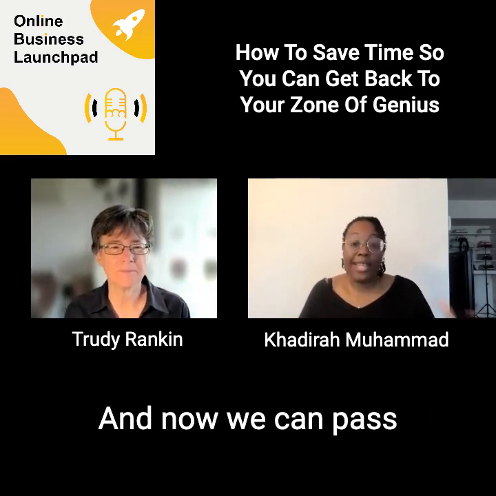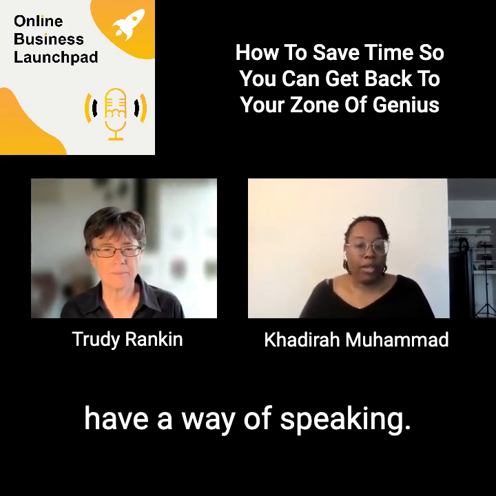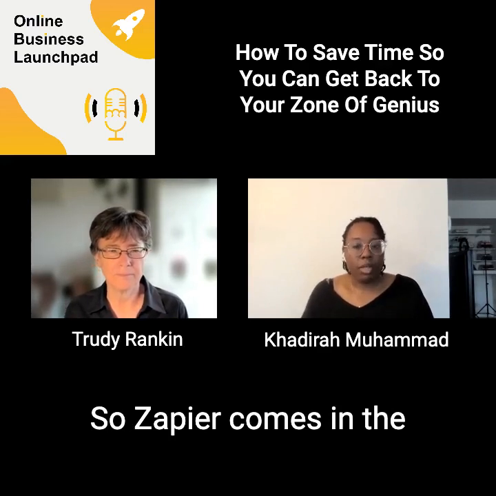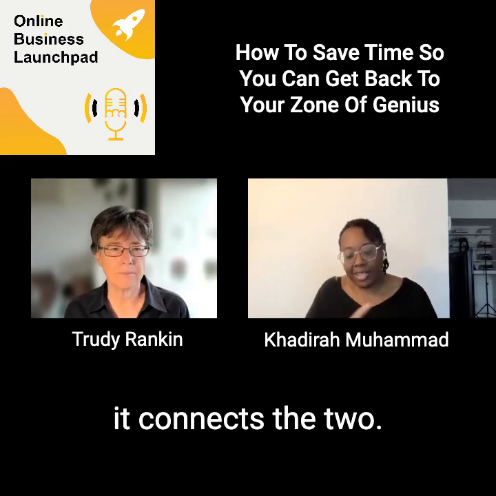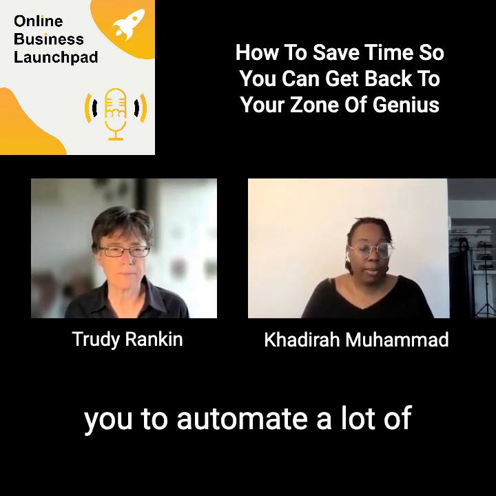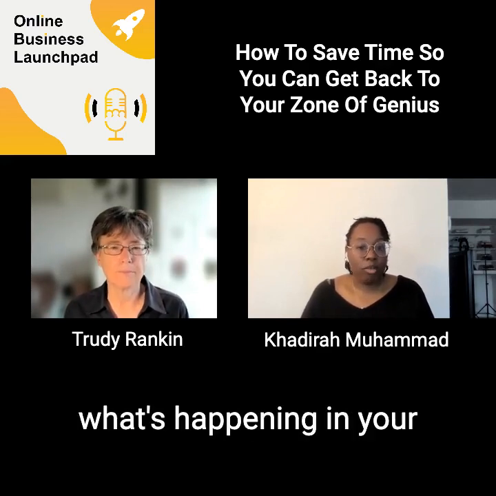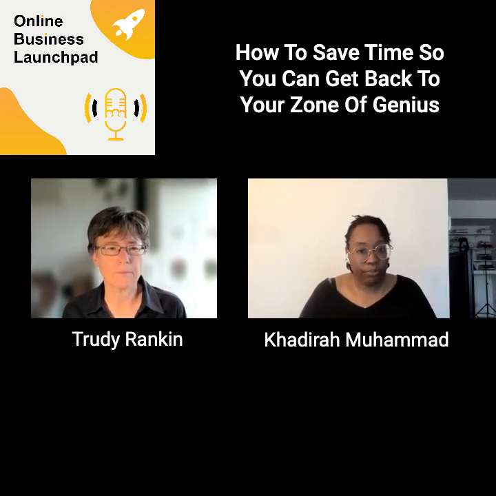And now we can pass information, we can pass messages between each other. And now we have a way of speaking. So Zapier comes in the middle when you have two apps that don't natively, quote unquote, talk to each other. And it connects the two. So that way you can pass data, which also allows you to automate a lot of what's happening in your business between multiple softwares and multiple apps, not even just two.